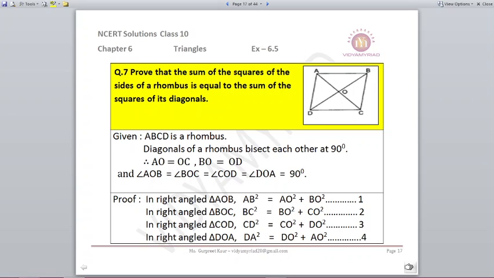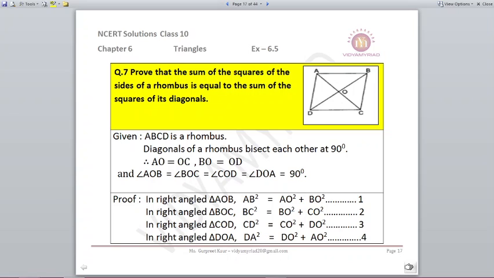So in the question we are given that ABCD is a rhombus. What does rhombus mean? It has a criteria that diagonals of a rhombus bisect each other at 90 degrees. What does it mean? All the angles formed, angle AOB, angle BOC, angle COD and angle DOA will be all 90 degrees. So that means there are 4 right angle triangles formed. So using the Pythagoras theorem, we will be finding out the sum.